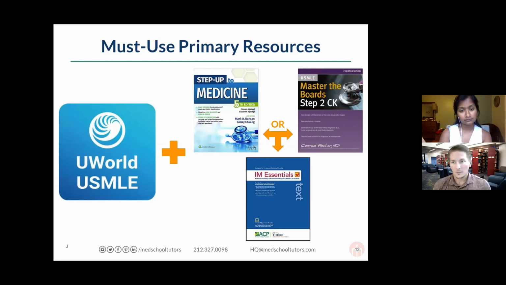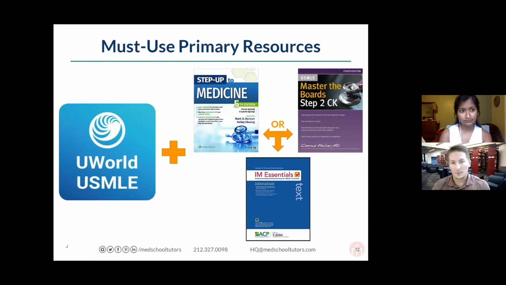So our fundamental recommendation here, when you're arming yourself with resources and deciding what to use, whether for a dedicated study period or alongside your rotations while you're preparing for the exam, is one big question bank, UWorld, and choose one overall reading resource like Step Up to Medicine or Master the Boards.